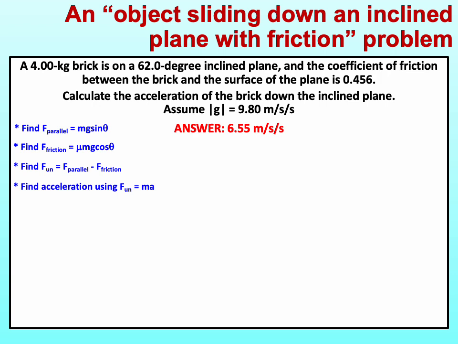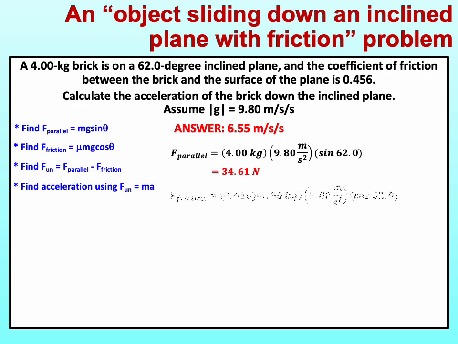Here is what we're looking at. So parallel force, there we go. We know the mass. We're on Earth, so going with absolute values for gravity, 9.8. Sine 62, make sure your calculator's in degrees. So we get that as the amount of the brick's weight that's trying to drag it down the surface.